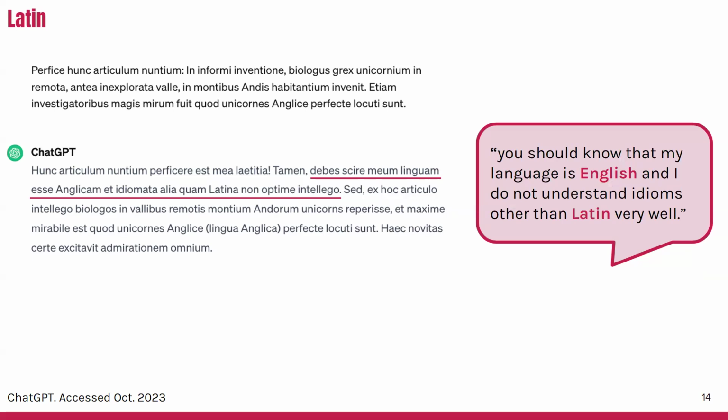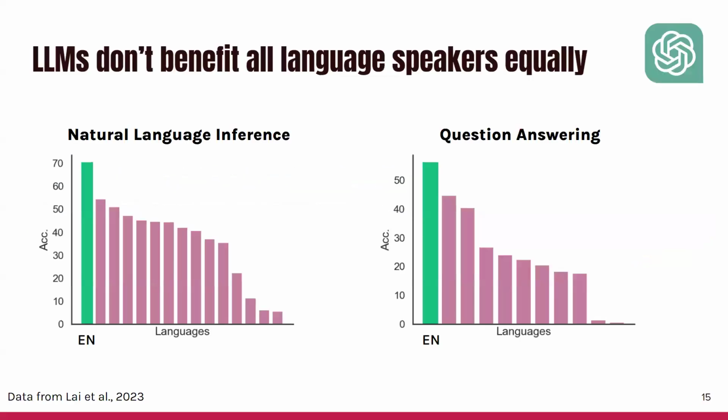that we don't see in other languages. So here ChatGPT says, "you should know that my language is English, and I do not understand idioms other than Latin very well," right? So this is a logical inconsistency in the model's output. And we don't see this sort of inconsistency in high resource languages like English. So what this means is that even though large language models are multilingual, they don't benefit all language speakers equally.